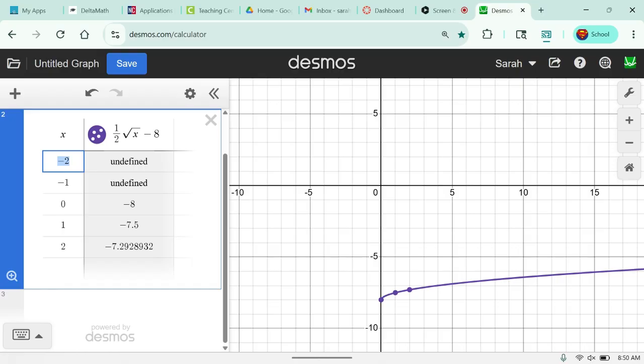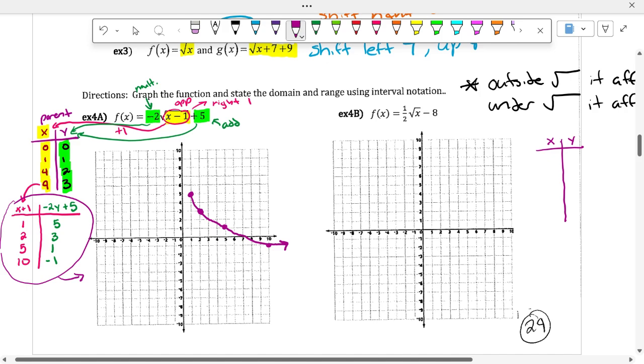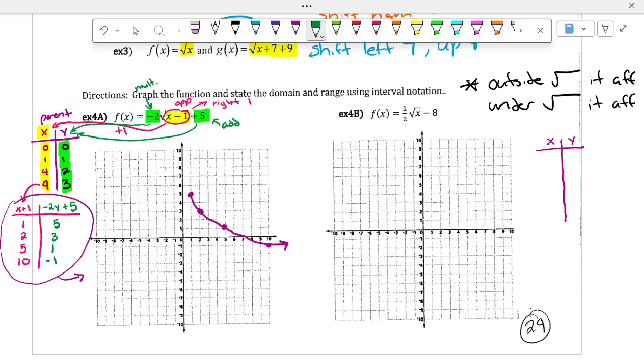All right, let's move on. Someone raise their hand and give me one point that they graphed. So it's one point that you definitely graphed on your graph. Rajan. Okay, 4, -7.